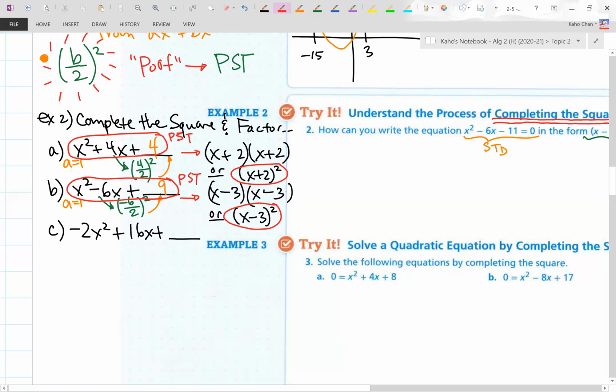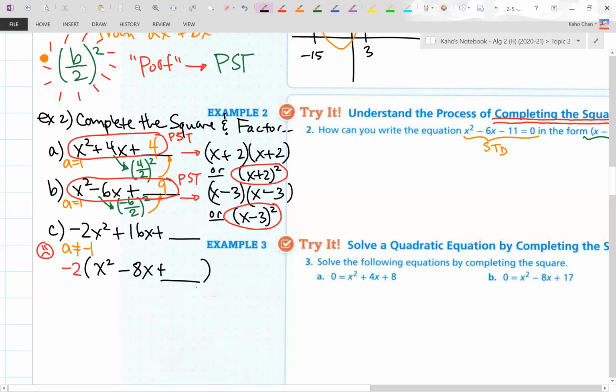All right, I think we're saving the third one for last. It's the hardest one. Is A 1? No. Uh-oh. I need to factor out a negative 2 first from those first two terms. Okay? Negative 2x squared divided by negative 2 is positive x squared. 16x divided by negative 2 is minus 8x. Make sense?